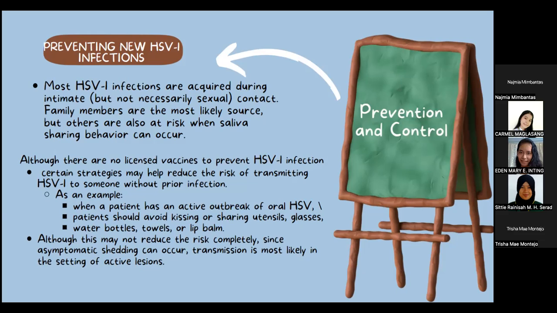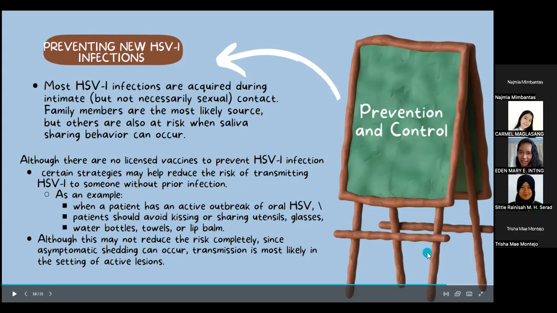As an example, when a patient has an active outbreak of oral HSV, the patient should avoid kissing or sharing utensils, glasses, water bottles, towels, or lip balm. Although this may not reduce the risk completely, since asymptomatic shedding can occur. Transmission is most likely in the setting of lesions. Next, next please.